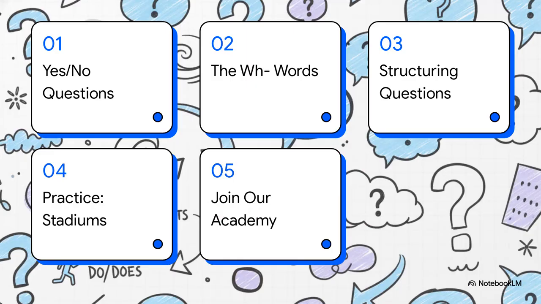Here is our roadmap for today. Step 1, yes/no questions. Step 2, the WH words. Step 3, structuring your questions. Then we'll do some practice with soccer stadiums, and finally, how to join our academy. Let's get right into it.